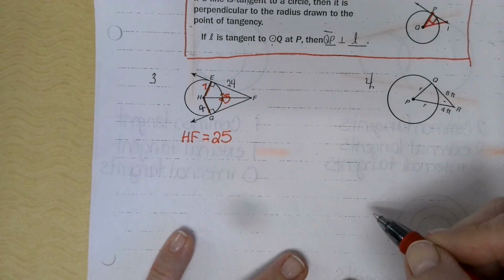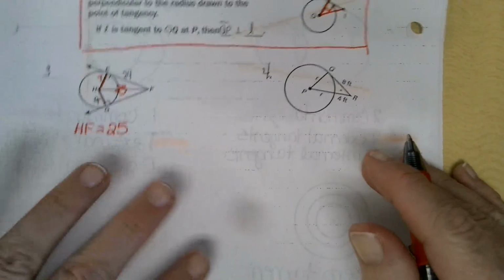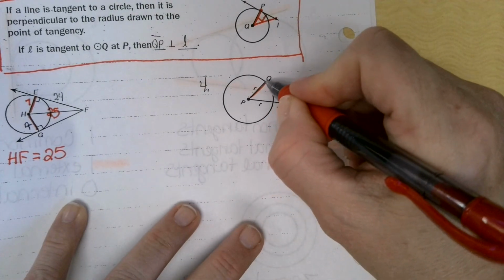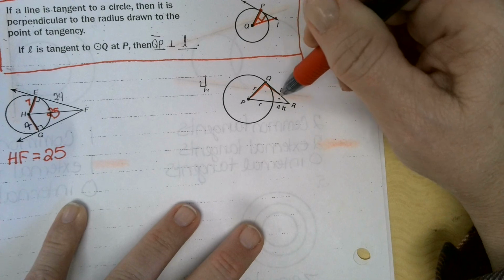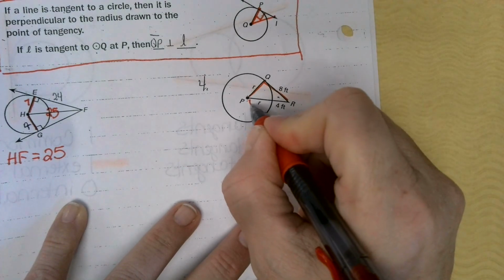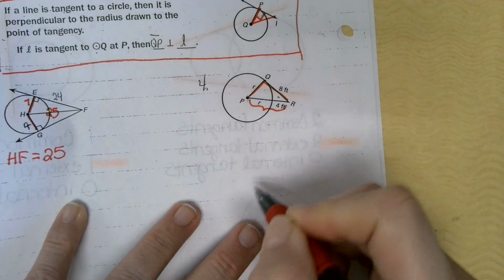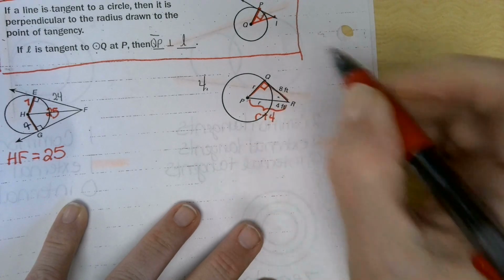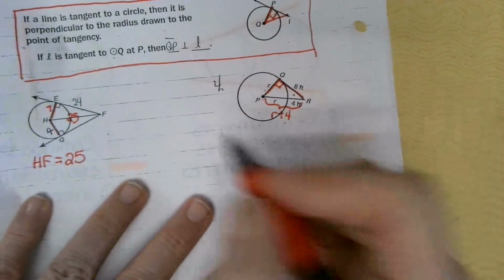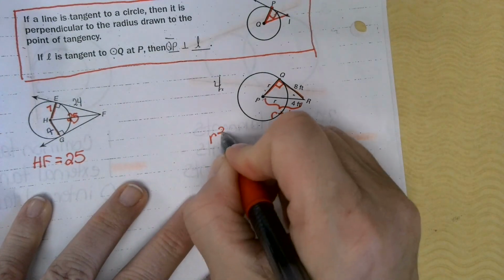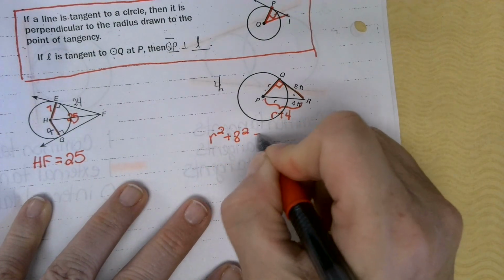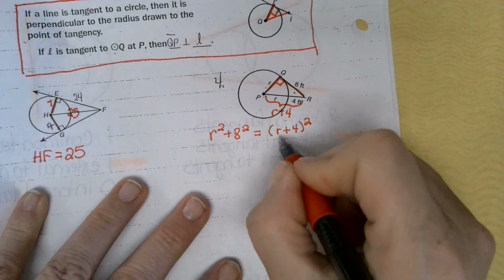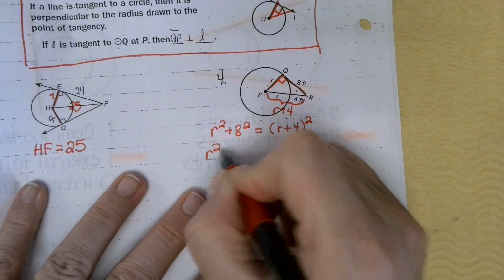Now, number 4. Okay, let's throw some meat and bones into this algebra. So this is R. This is 8. What would this be represented by? R plus 4. So our right angle is here. Leg, leg, hypotenuse. We're going to do the Pythagorean theorem. So R squared plus 8 squared equals (R plus 4) squared. Remember, you are going to FOIL this.